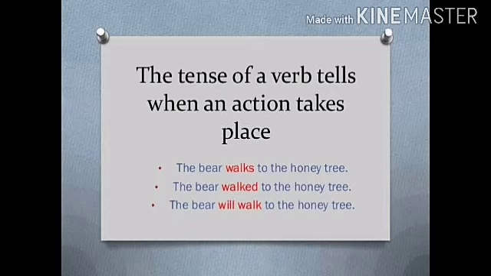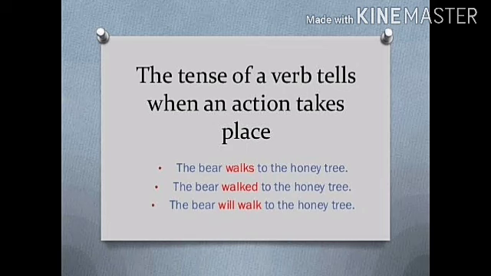Let's read these examples. The bear walks to the honey tree. The bear walked to the honey tree. The bear will walk to the honey tree. So here we get to know with the help of different forms of the verb walk when this action takes place. I hope this point is clear. Tenses are different forms of verbs which tell us about the time of a particular action.